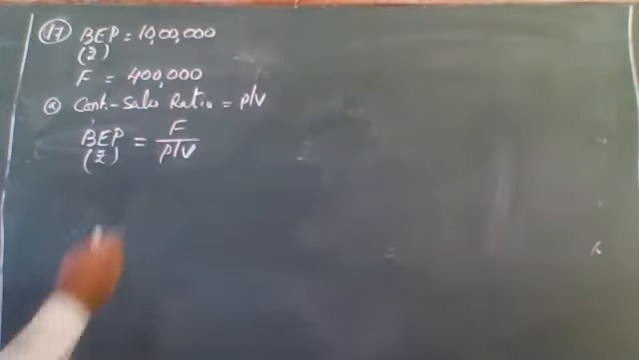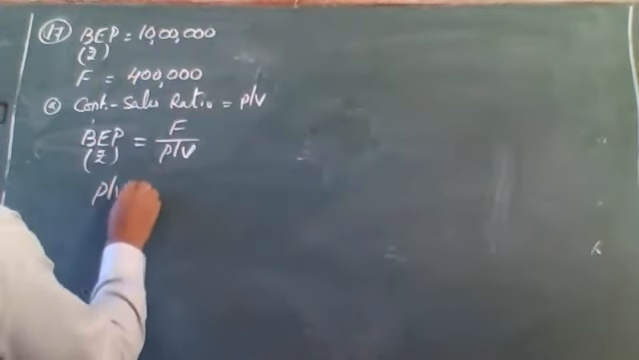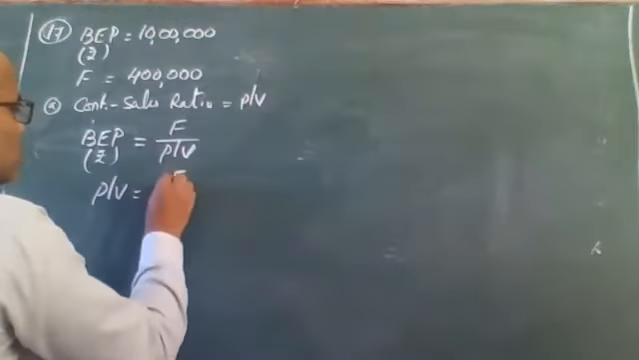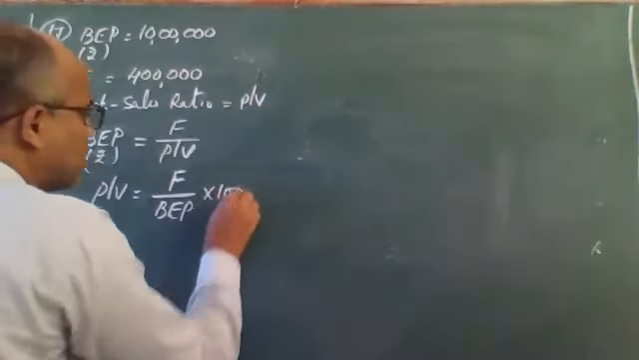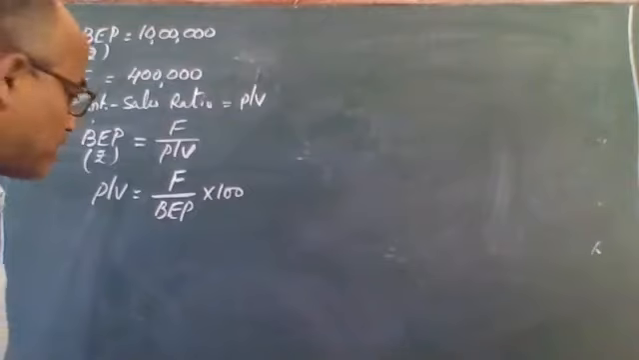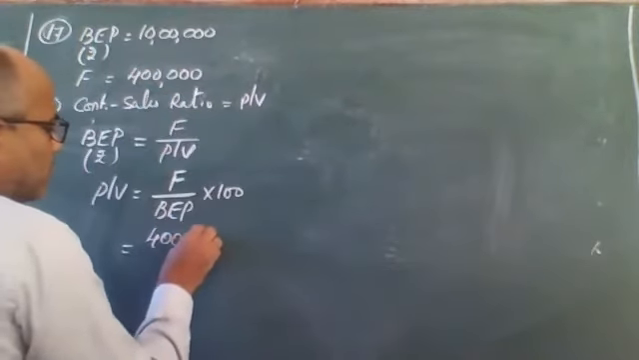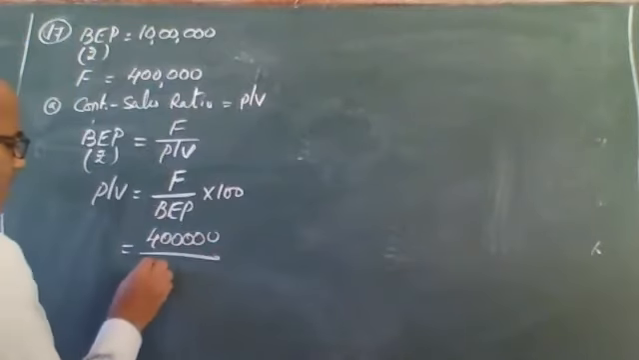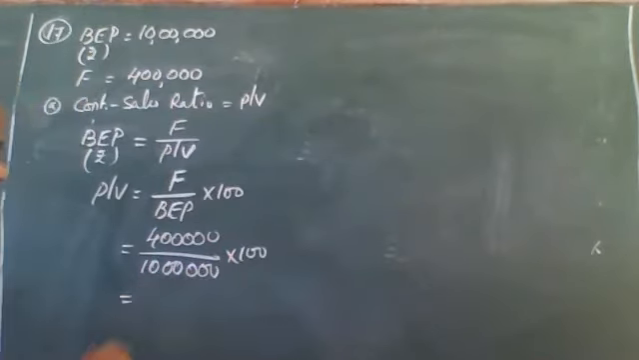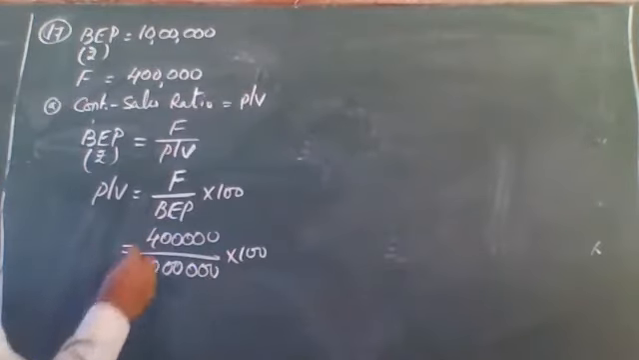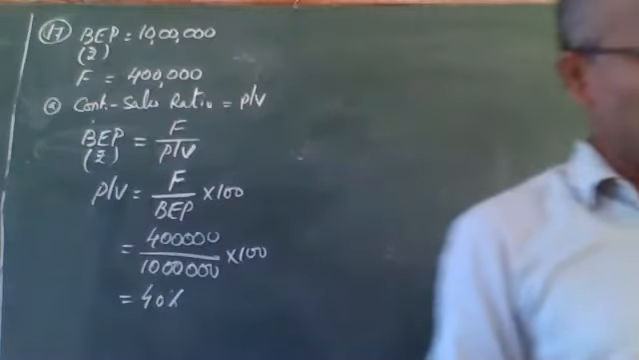It becomes simple, right? So the PV ratio goes this side, BEP comes the other side. So PV ratio can also be found with the help of fixed cost divided by break-even point, expressed as percentage. Fixed cost is how much? It is 4 lakhs. Break-even point is how much? It is 10 lakhs. Multiplied by 100 gives me the contribution percentage. So it is coming to how much? 40%. Is this okay? That's the first part of the question.